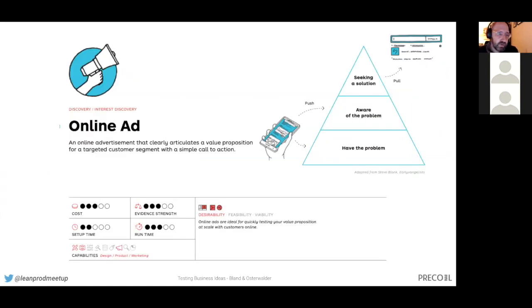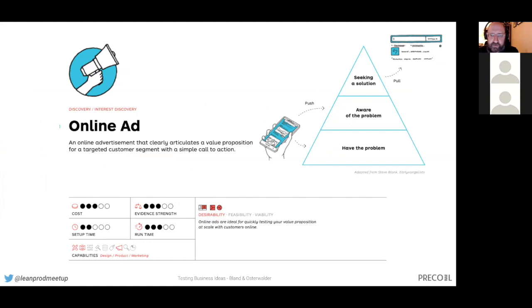So I'll walk through a couple with you all, again pulling from Steve's work. What really clicked with me from his book was this idea of an early evangelist, early adopter. And you'll see this triangle here. Basically this idea is that people need to have the problem, be aware of the problem, and then be actively seeking a solution to the problem.